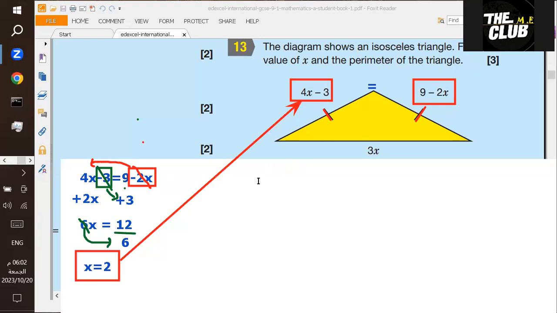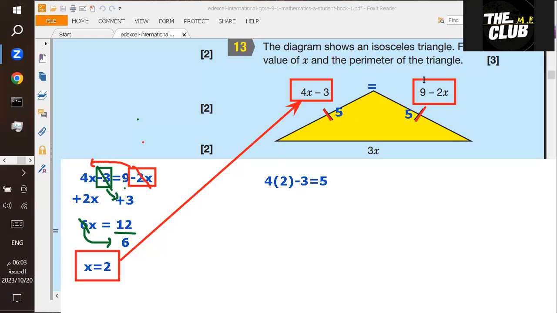4x minus 3 is 4 times x, and x, as we said, is 2, and then minus 3. So 4 times 2 is 8, and 8 minus 3 equals 5. This is the first side, so it's 5. And because this is 5, this one will also be 5, because it's an isosceles triangle and it has two equal sides.